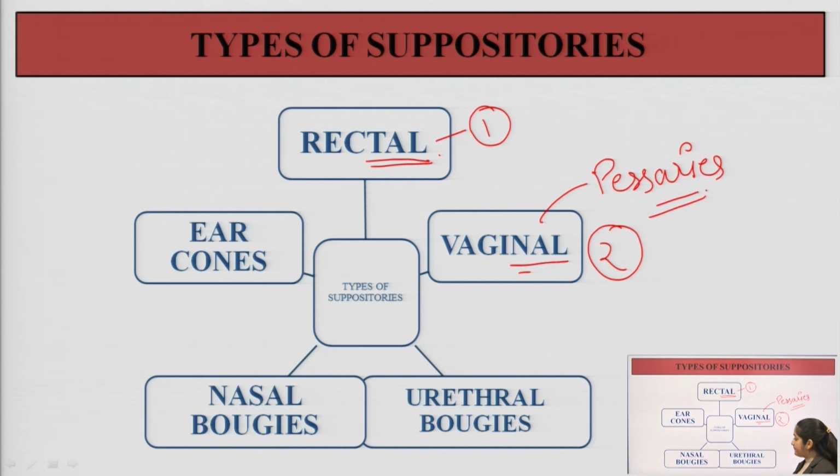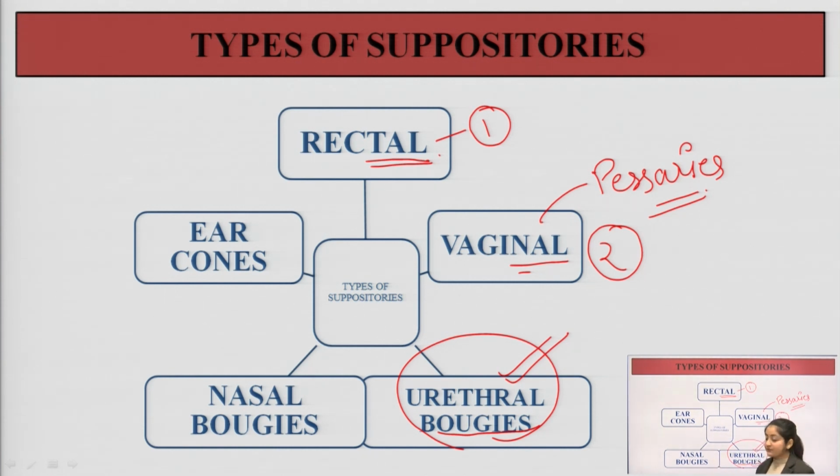Moving on, another type of suppositories is known as urethral bougies. Whenever there is any disease, discomfort or ailment that occurs in the urethral cavity, we make urethral bougies and insert them into the urethral cavity, as we discussed in our first slide as well.